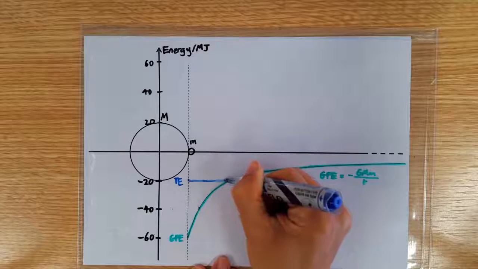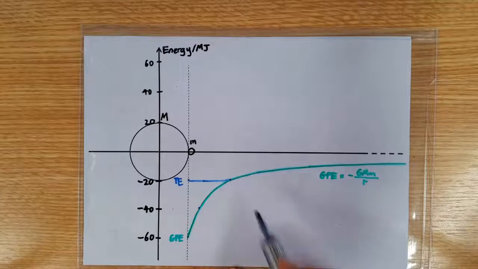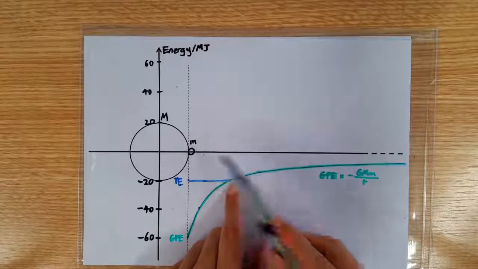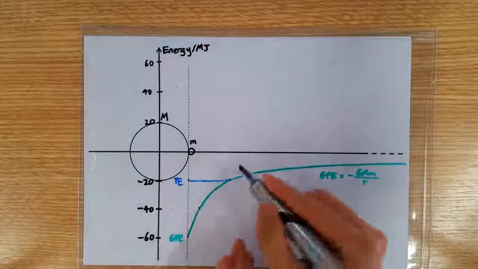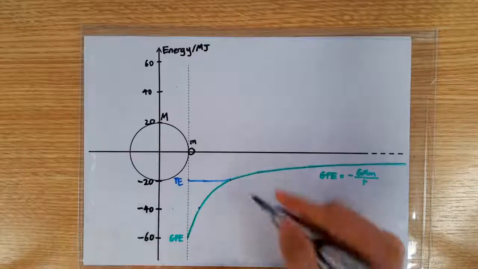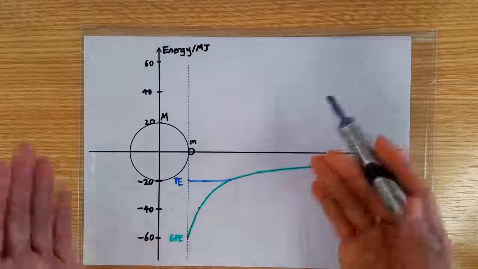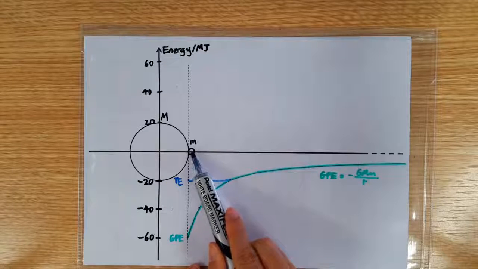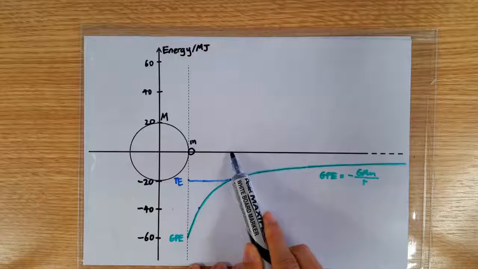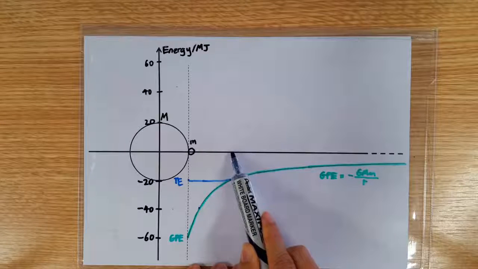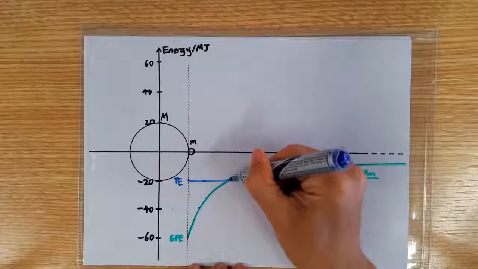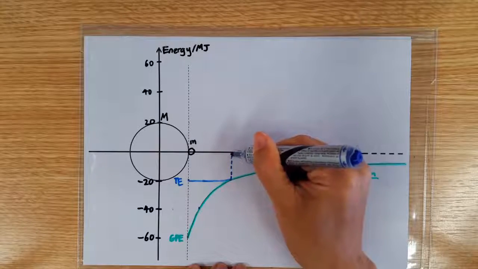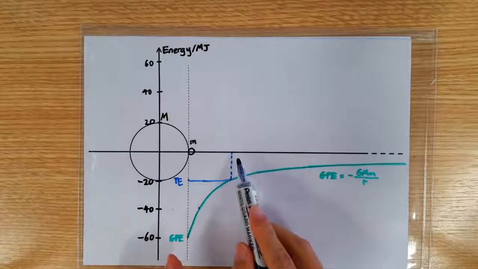And something special happens here. At this point, the total energy of the mass is exactly the same as the GPE of the mass, which means the KE of the mass at this instant must be 0. So this is the moment when this mass has slowed down and slowed down and has come to a complete rest here. So from this point onwards, the mass is going to make its return journey back home to Earth. So this is the furthest the mass will get away from the Earth.